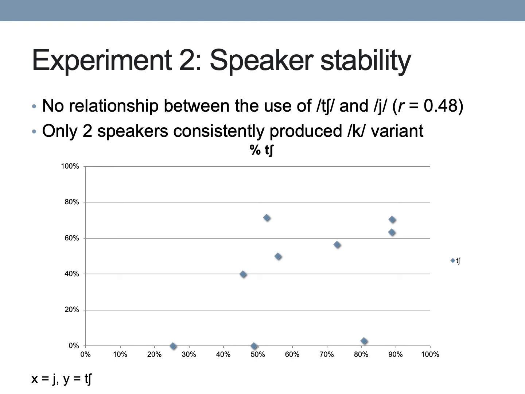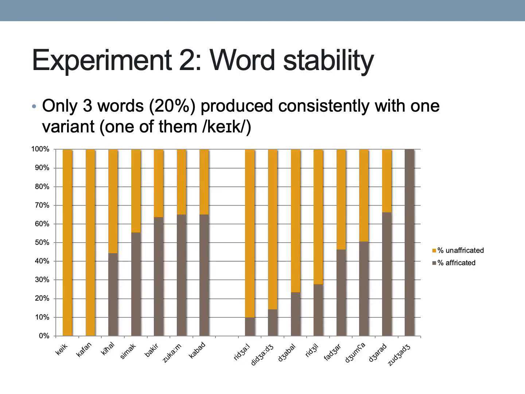On the graph, you can see the proportion of affricated and de-affricated tokens for each participant. Only two speakers produced the velar stop consistently, and all used lenition to a greater or lesser extent. In general, most speakers fell somewhere in the middle, producing some of each variant for both affricates. This variability was not explained by lexical factors, as only 3 out of the 15 word types were always produced with one variant, among them the loanword cake.